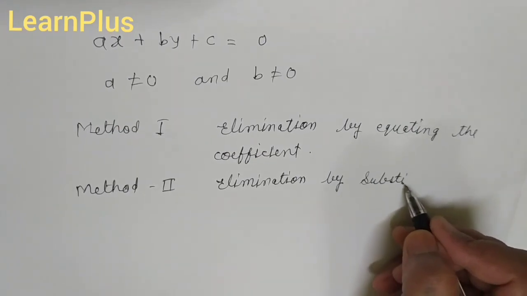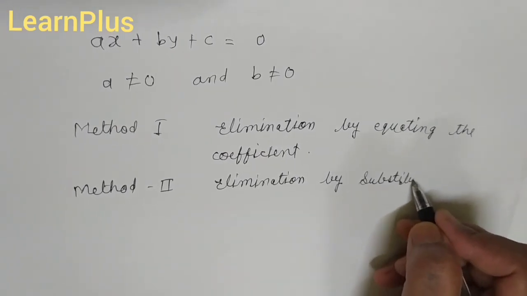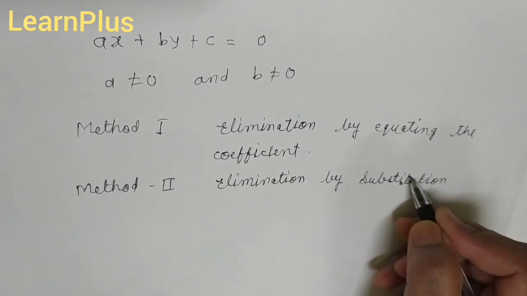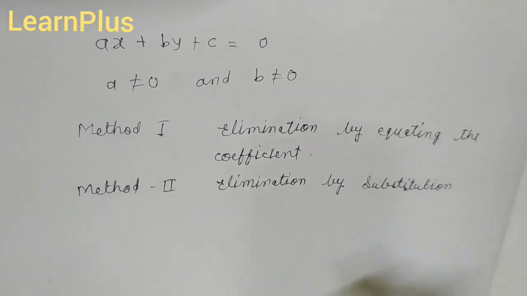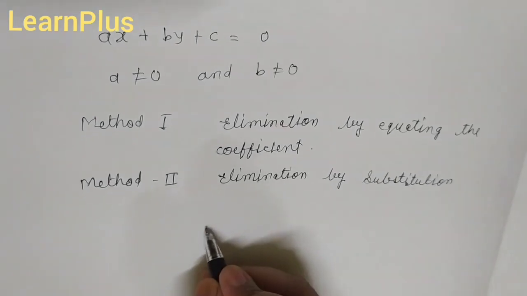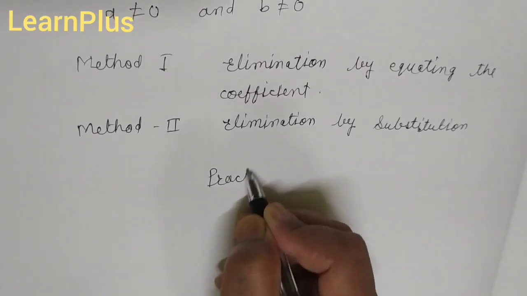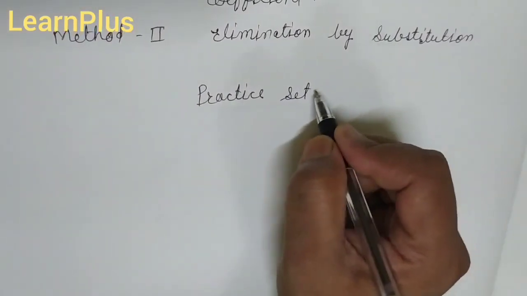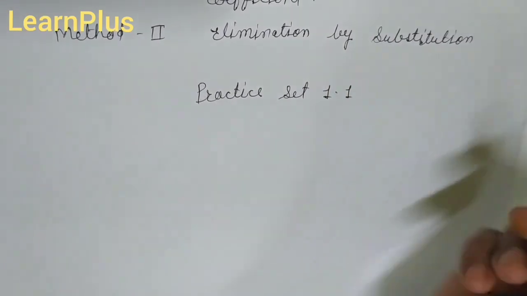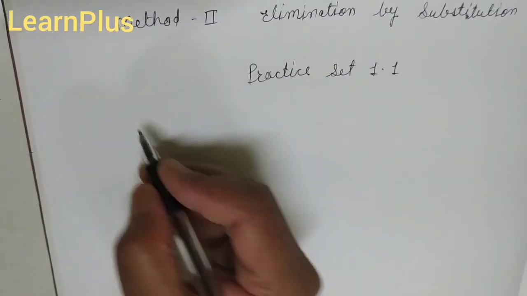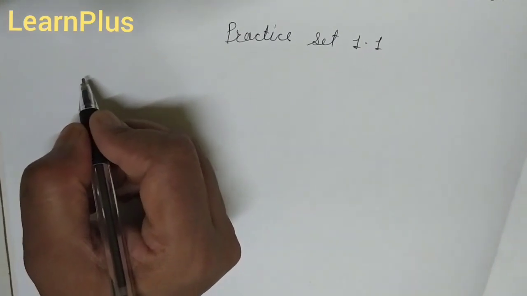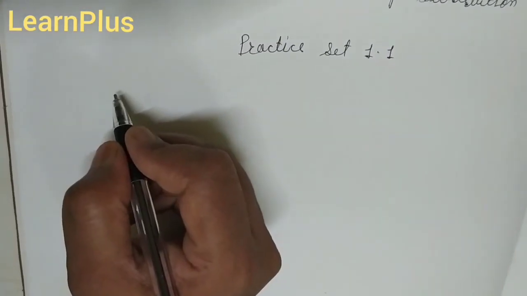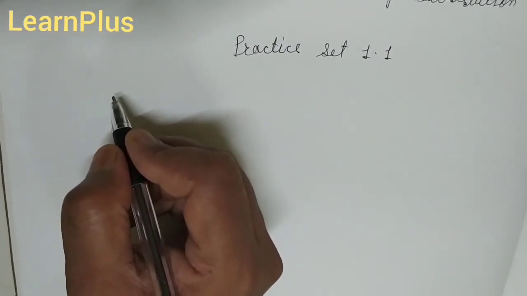Which one is easy? You can use that one. Okay. Now we'll see the practice set 1. Now here in the practice set, if you have the book, then you can see the first example.